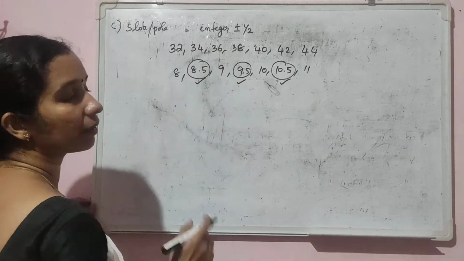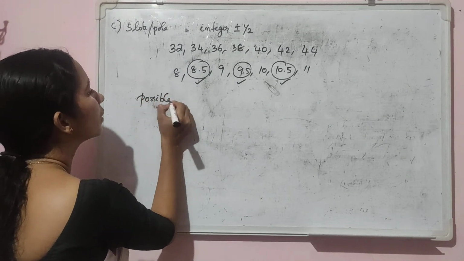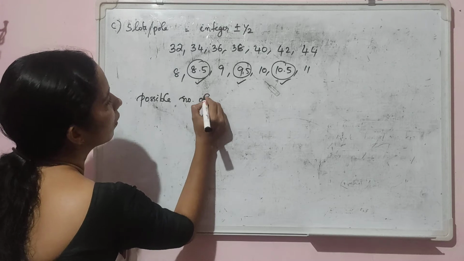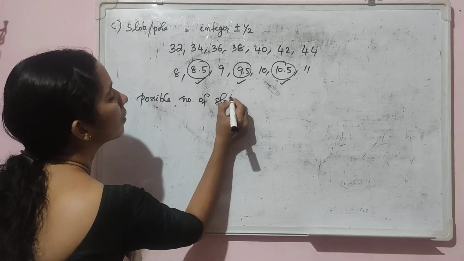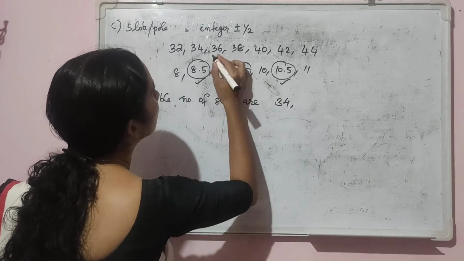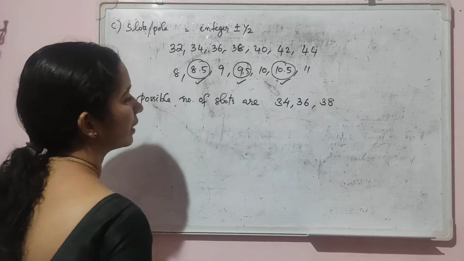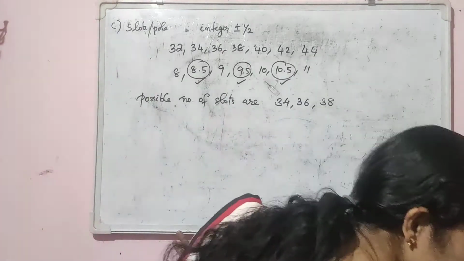So corresponding possible numbers of slots are 34, 36 and 38. Okay, 34, 36 and 38.